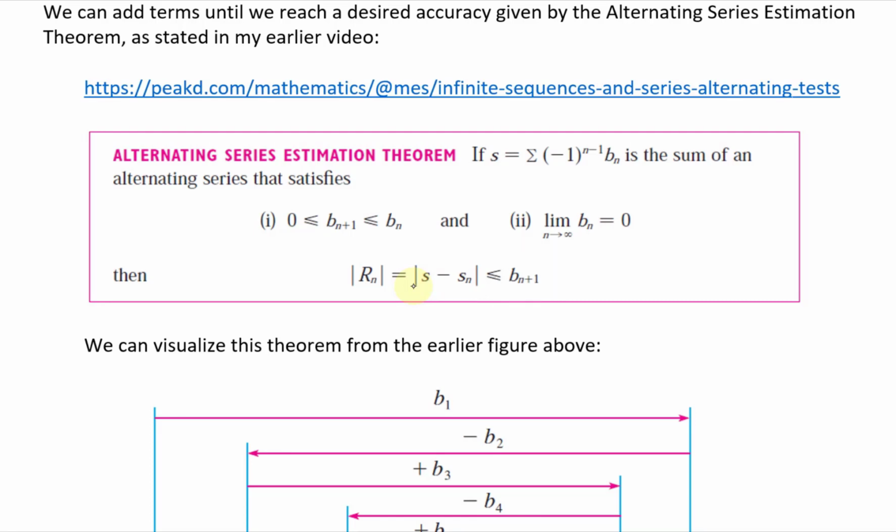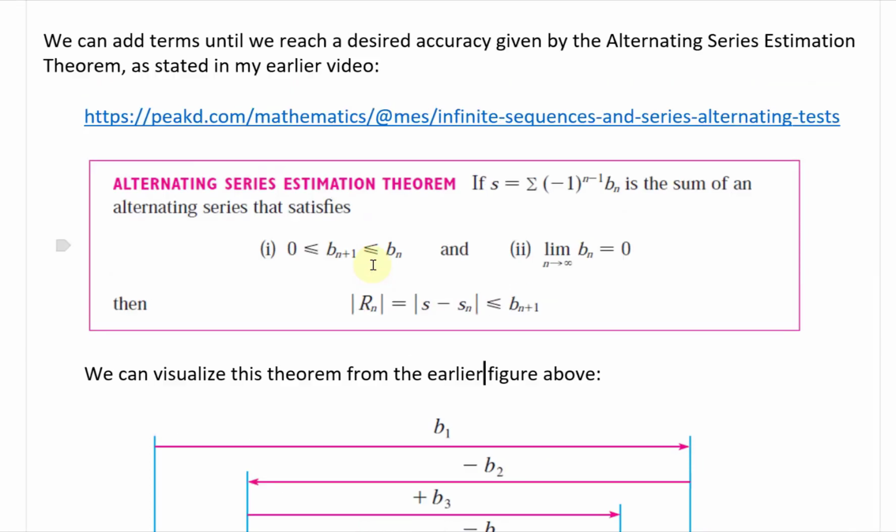In other words, we always know the accuracy: what remains is always less than or equal to the next term, Bn plus 1. So if we want R100, the remainder is less than or equal to B101. We just take the next term, and that's how we can get more accuracy.